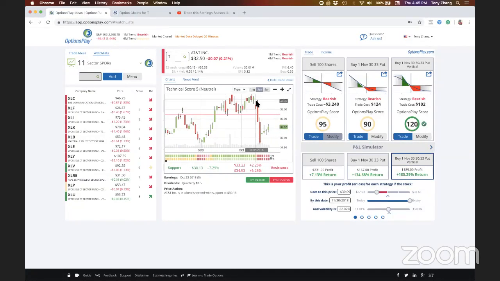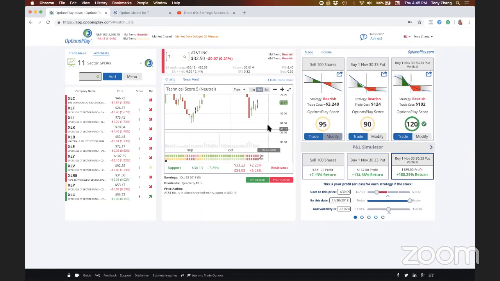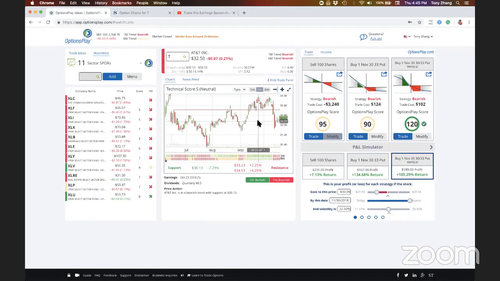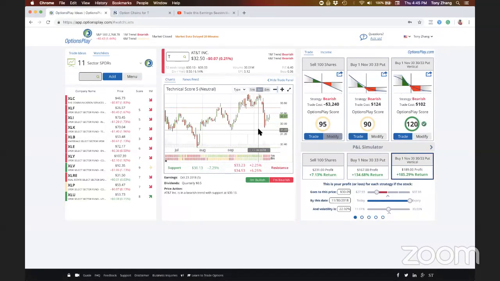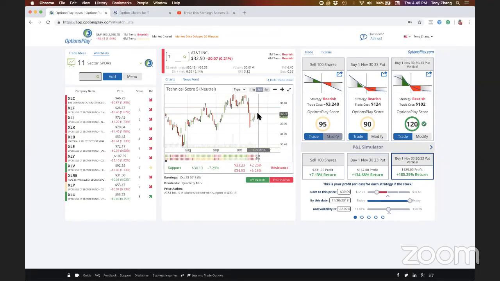Recently it had this topping formation, sold off significantly in that sell-off last week, rallied back a little, and I think that there's quite a bit of room for this stock to move to the downside. I think 31.50 is a conservative target, but I think $30 is a more aggressive target to the downside. And it has earnings in 5 days, so that could very well be the catalyst that it needs to make that quick move lower. So let's take a look at these strategies.